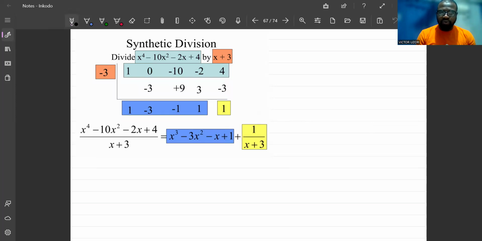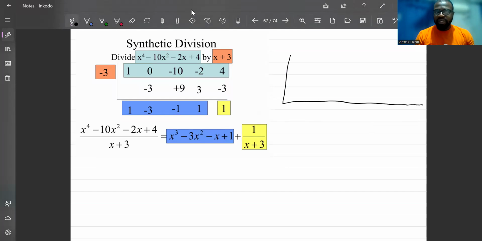I've already solved a particular question here with you. I'm going to be solving about 3 questions that will enable you to understand it better. We are asked to divide x raised to the power 4 minus 10x squared minus 2x plus 4 by x plus 3. Remember, under long division we dealt with the unknowns, but here we deal with numbers. So you write down what you are dividing by, x plus 3, equate it to 0 and find what x is.